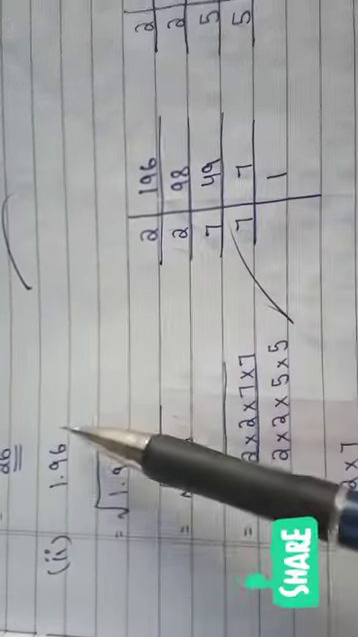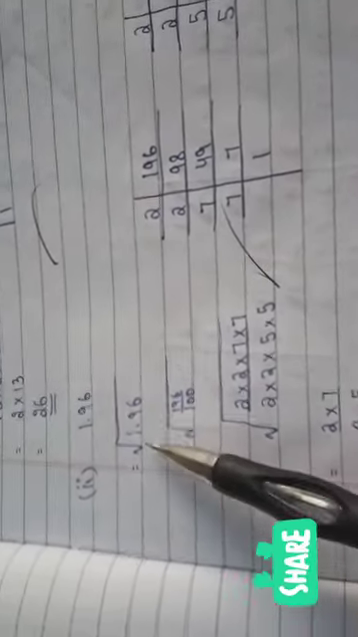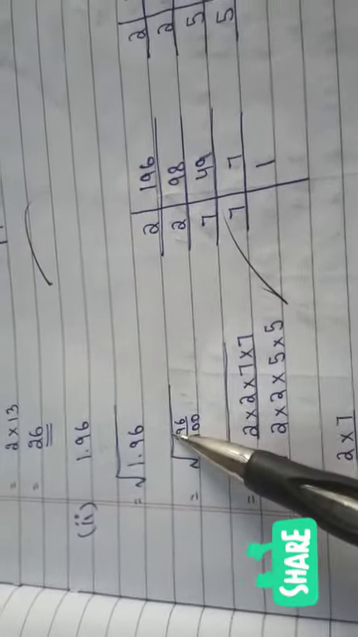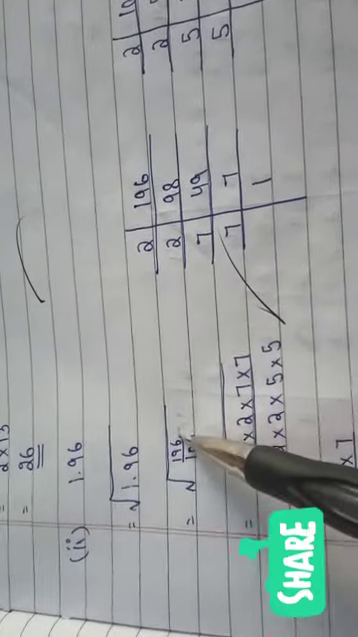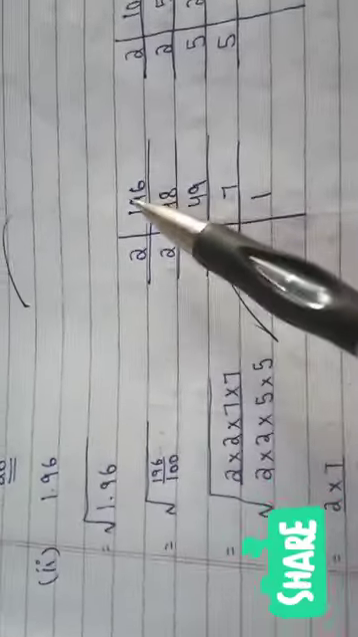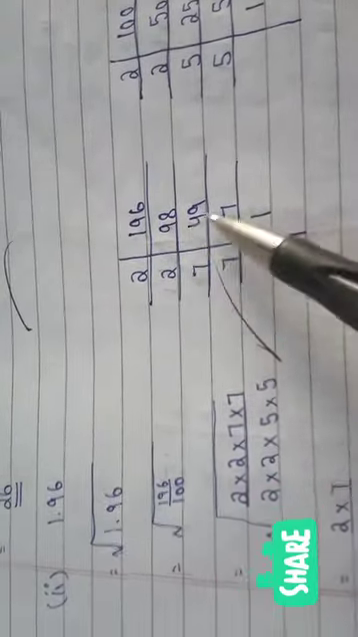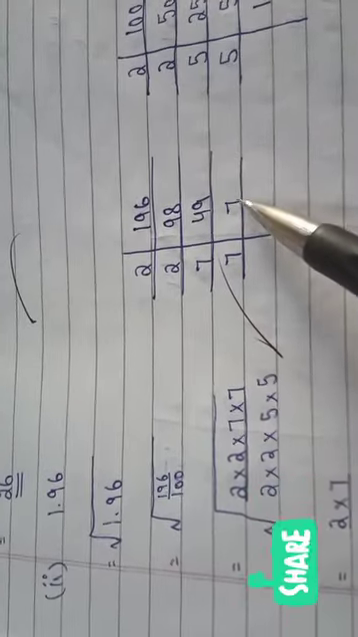Next, 1.96. So this is the tricky one. In this case there is a decimal, no problem. Now square root of 1.96. Now we have to remove the decimal: 196 over 100, square root. Now first we have to find out the square root of 196 and then 100. 196 LCM: 2 98s are 196, 2 49s are 98, 7 7s are 49, 7 1s are 7.